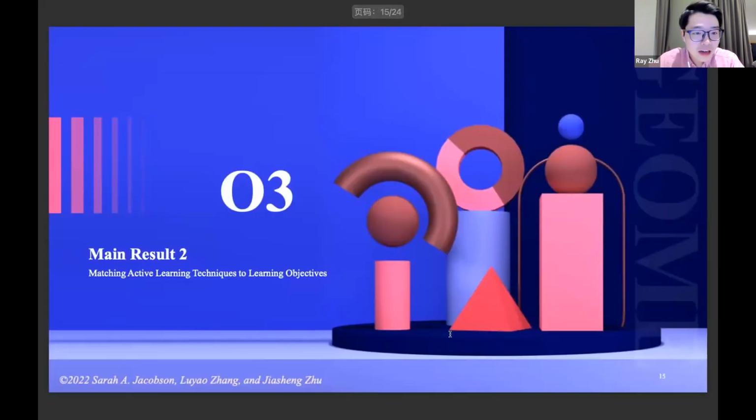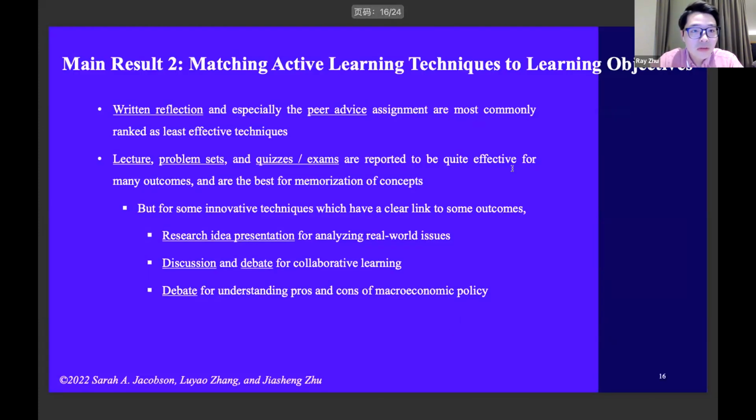Now let's talk about the second main result, which is about matching active learning techniques to learning objectives. We found that written reflection and especially the peer advised assignment are most commonly ranked as least effective techniques. We also found lecture, problem sets, and quizzes and exams are reported to be quite effective for many outcomes and are the best for memorization of concepts.